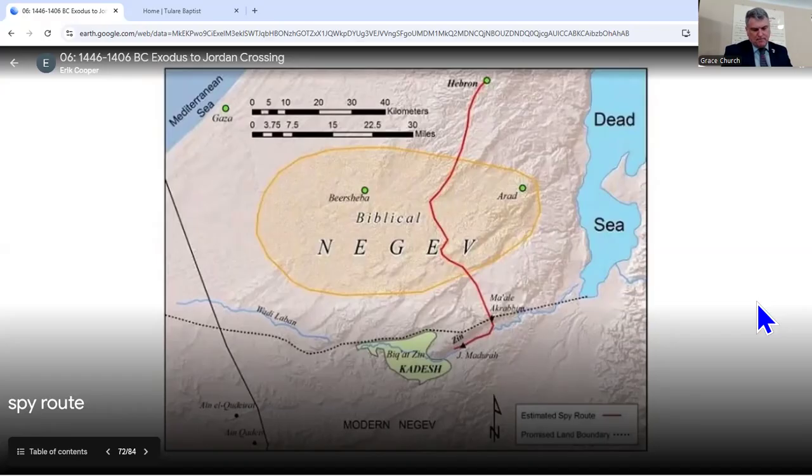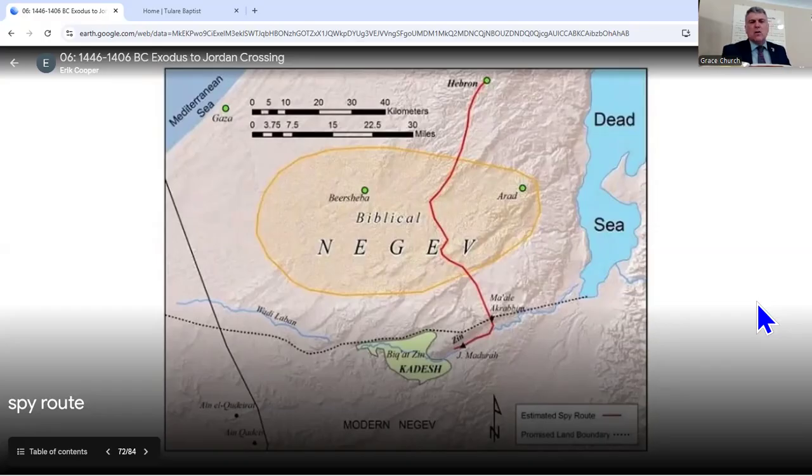Numbers 14:1: "Then all the congregation raised their voices and cried out, and the people wept that night. And all the sons of Israel grumbled against Moses and Aaron. And the entire congregation said to them, 'If only we had died in the land of Egypt, or even if we had died in this wilderness.'" I'll pause right there. I put an asterisk right there, and to that asterisk I wrote, careful what you ask for. Yeah. Guess what? If only we had died in this wilderness.